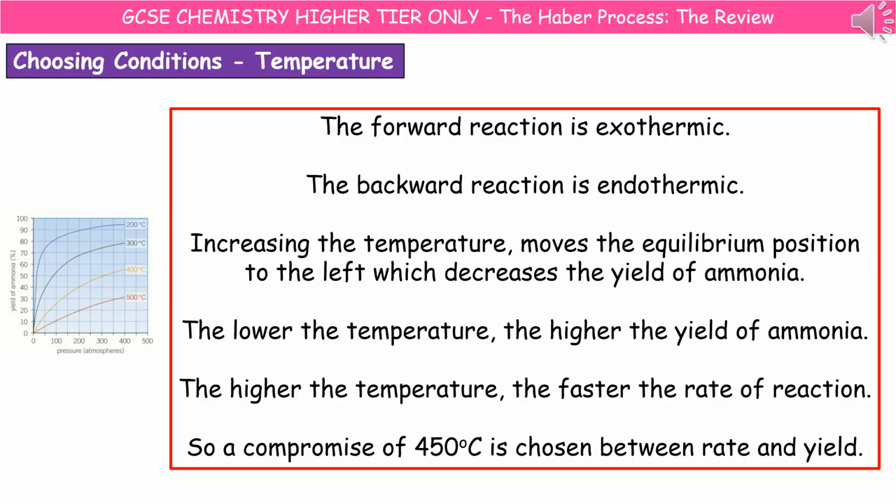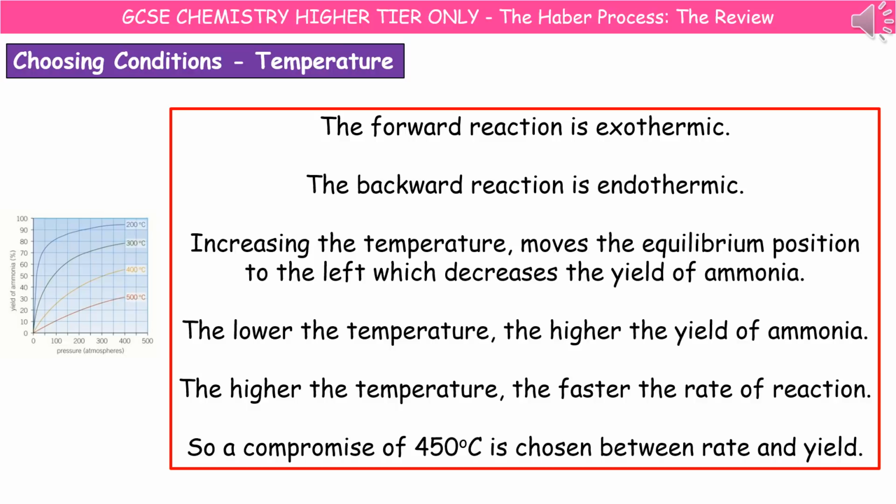Now, in terms of the temperature, what we actually find with this reaction, the forward reaction is exothermic, therefore the backwards reaction is endothermic. Hopefully we remember that if we increase the temperature, then it's going to move towards the left, decreasing the yield of ammonia, because it always moves in the direction of the endothermic reaction. So that tells us that lower temperatures will lead to a higher yield of ammonia.